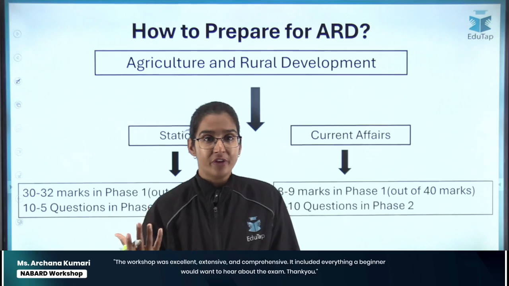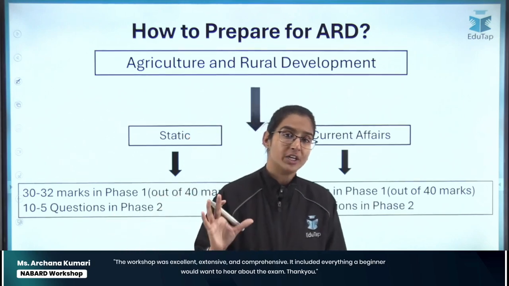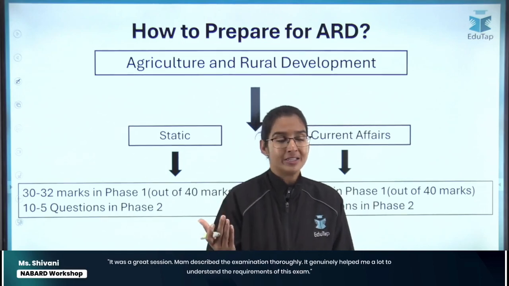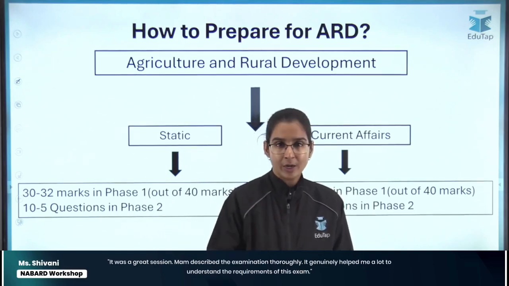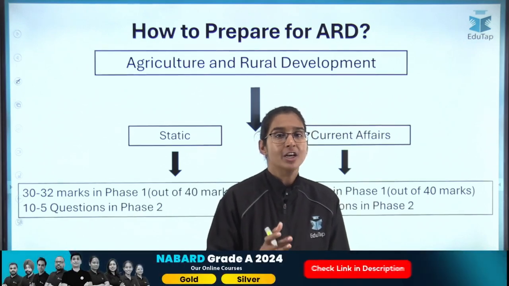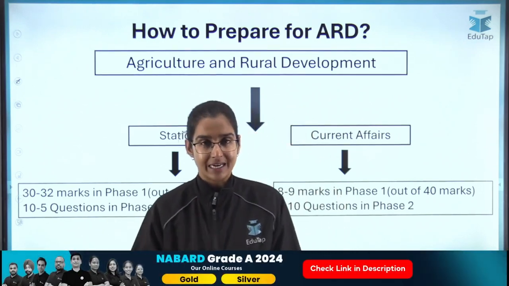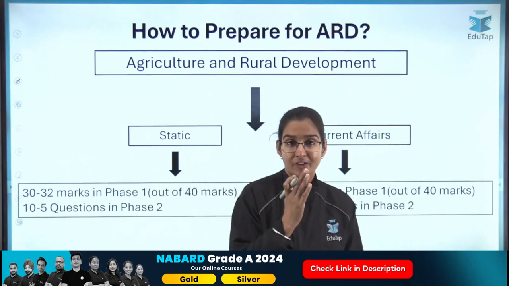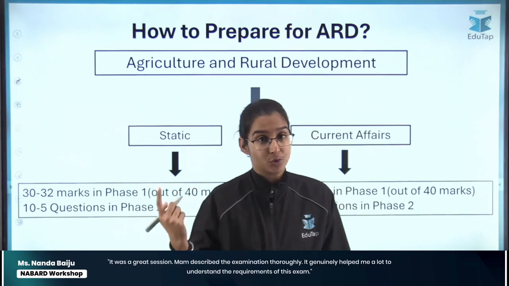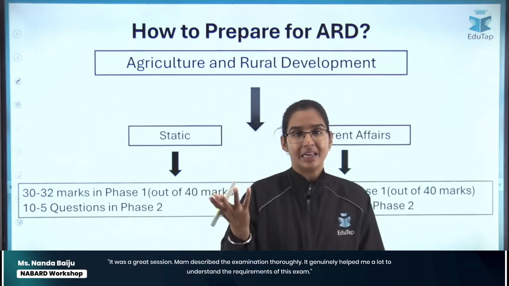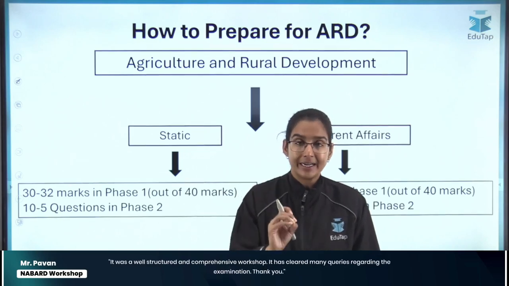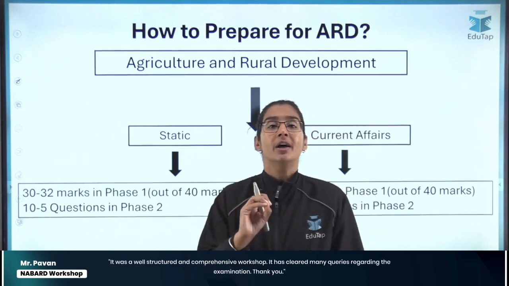Now, if I talk about the phase 2 objective part, it is not always going to be the case that static is going to dominate. For example, in 2024, out of 15 questions of ARD, 8 to 9 questions were from current affairs. So a small portion was from the static part, but most of the questions in the phase 2 objective part were from the current affairs part. But if we see phase 1, then here the static part is clearly dominating. So one takeaway is that you have to prepare both the static and the current affairs of agriculture really well.